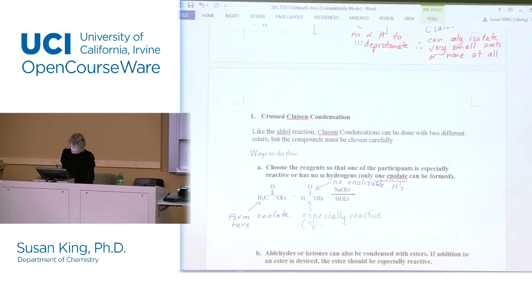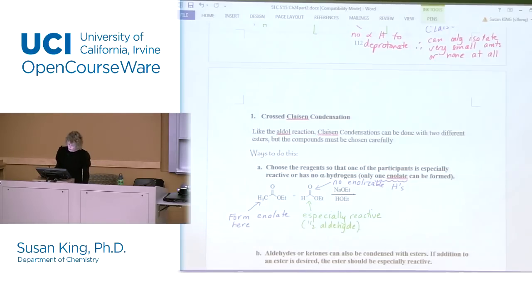Because it's a half aldehyde. So that means that this is going to be a good reaction. You're going to mix these two esters together. You're going to get predominantly one product, because we're only forming one enolate, and that enolate is selectively going to attack the most electrophilic carbonyl, which is on the other one.